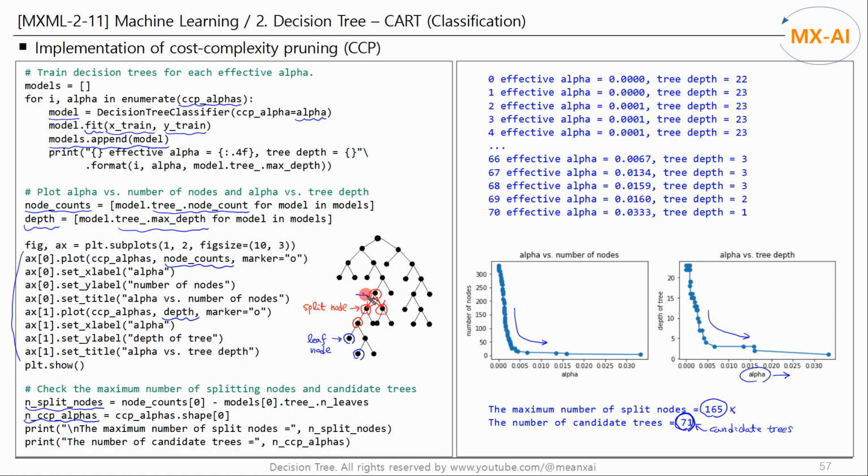For example, if this split node is identified as the weakest link, we prune the tree at this point. As a result, the nodes below it are no longer evaluated, since they are removed during pruning. For reference, in a binary tree, the number of internal nodes is equal to the number of leaf nodes minus 1. Since this tree has 166 leaf nodes, it has 165 internal nodes, which matches our observation.